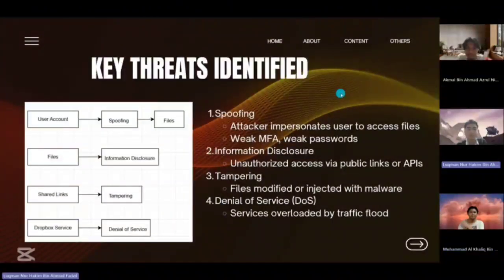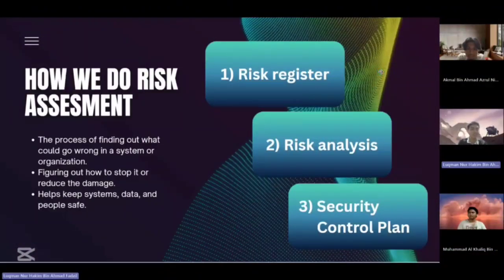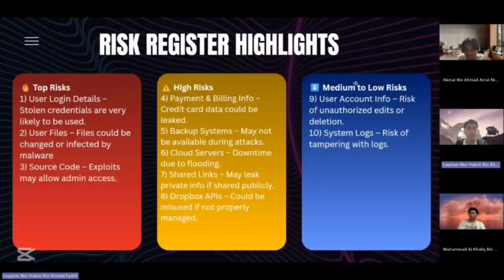Moving on. So basically, this is how we do the risk assessment. Risk assessment is a process of finding out what could go wrong in a system and figuring out how to reduce the damage. It helps keep system data and people safe. These are the 3 steps in risk assessment, which are risk register, risk analysis, and security control plan.